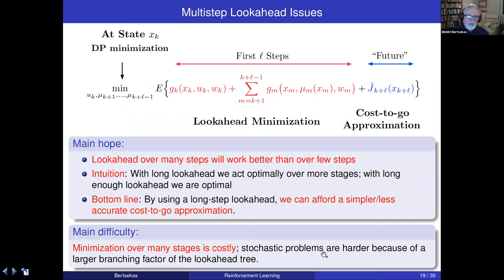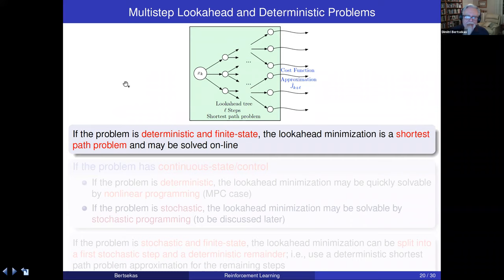However, for deterministic problems, the situation is much better. So let's look at deterministic problems. Assume that the problem is deterministic and finite state, then we have a look ahead tree of L steps. The branching factor is equal to the number of controls at each one of these states. And at the end, you have a cost function approximation. That's what multi-step look ahead is.